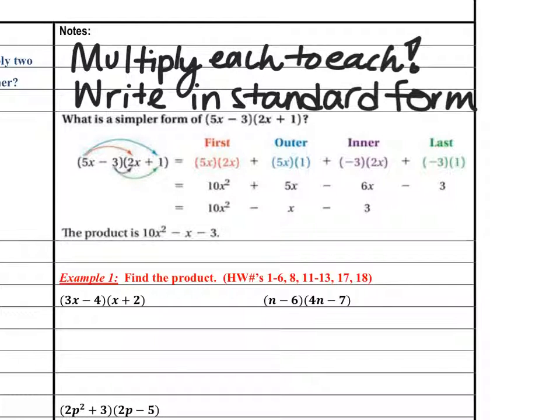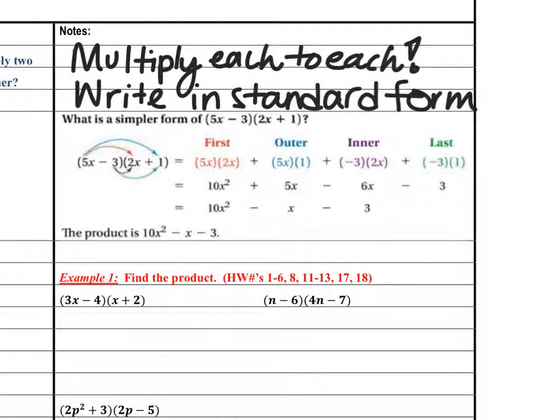parentheses. So 5x has to get multiplied, not to 3, because 3 is in the same parentheses as it. 5x gets multiplied to 2x and to 1. So the 5x was multiplied to each in the other parentheses, right? It's like distributing, but you have to do it to the other parentheses. So we're going from one parentheses to the other one. And then negative 3 gets multiplied to 2x and 1.